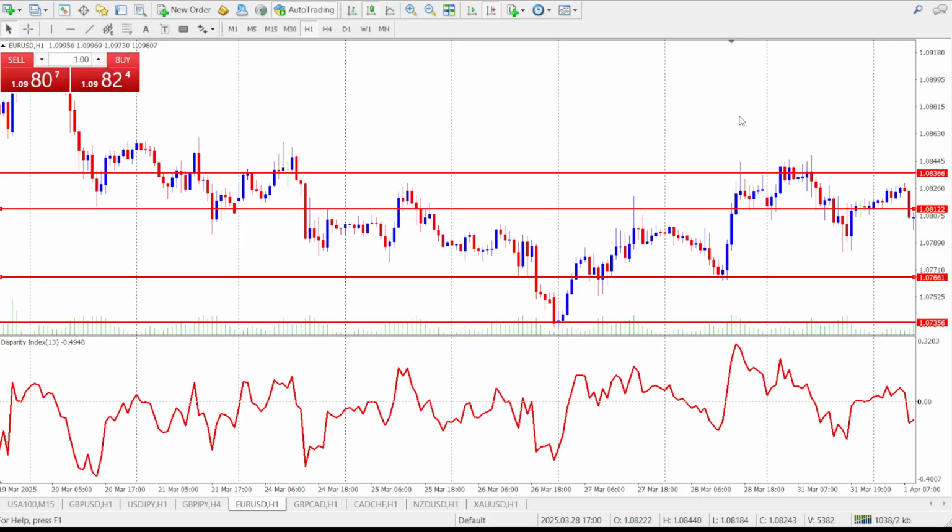So that simplicity is what makes this indicator powerful and user friendly, especially if you are tired of noisy setups and false signals. But don't take it lightly. It's more than just a visual tool. The disparity index indicator reflects real momentum changes, giving you data-driven insights to help refine your entries and exits.